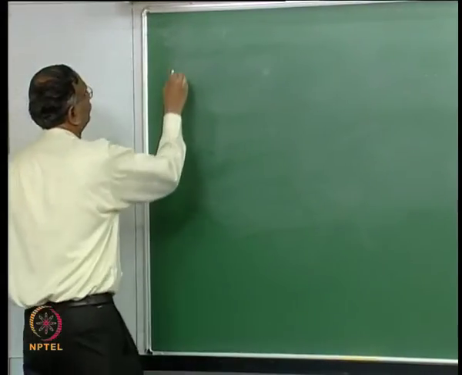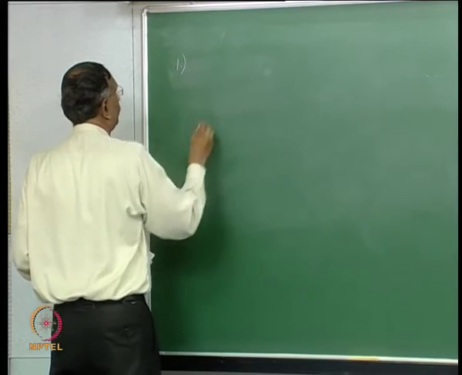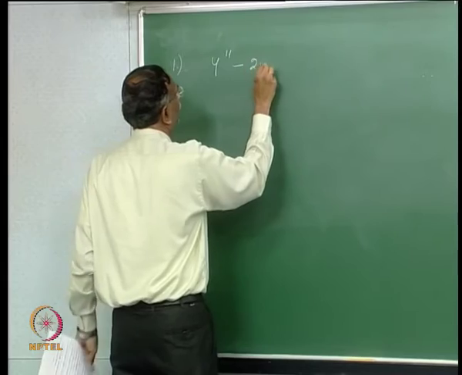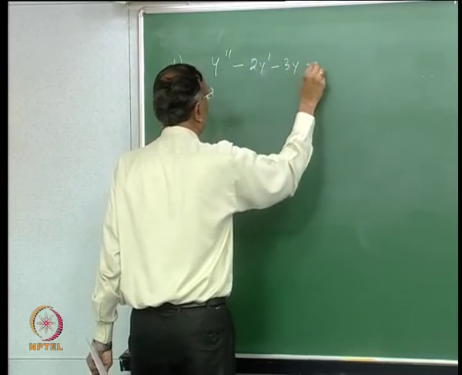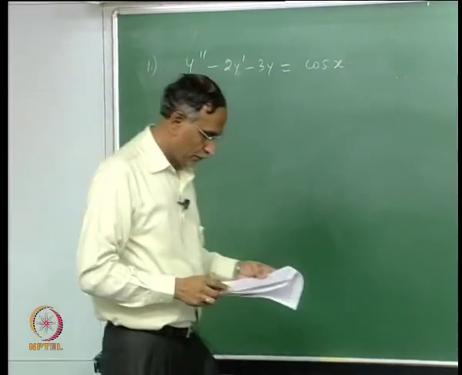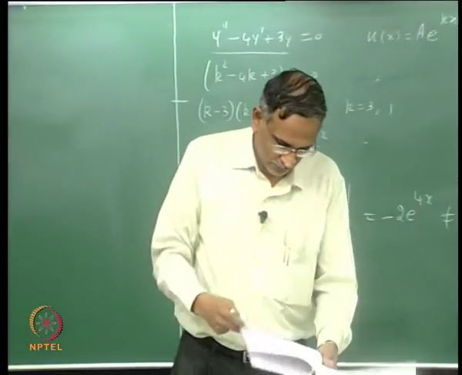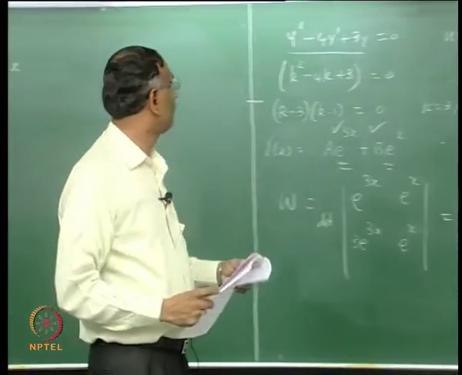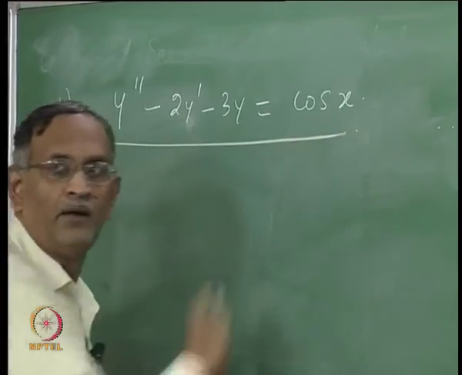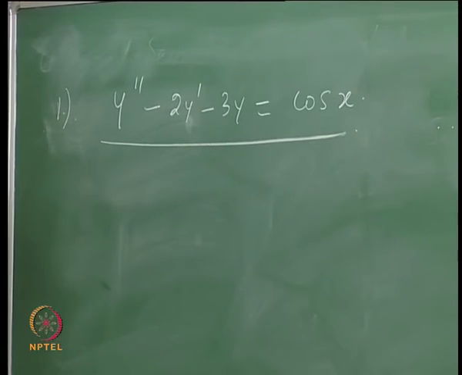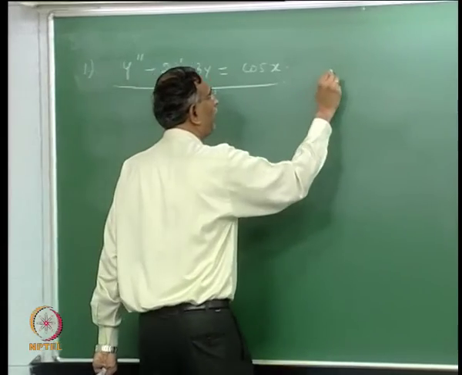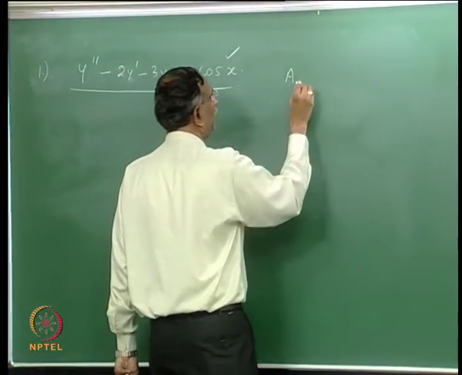Okay, so let's take a simple example of a differential equation: y double prime minus 2y prime minus 3y is equal to cos x. Let me see if I have actually solved that. Yeah, I guess I have. So the solution to this is expressed by two solutions. There will be a particular solution with cos x being non-zero.